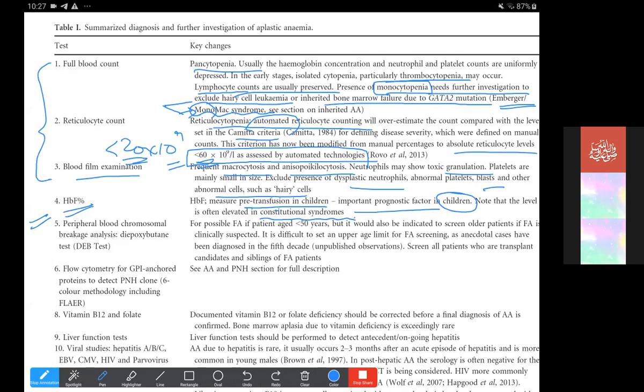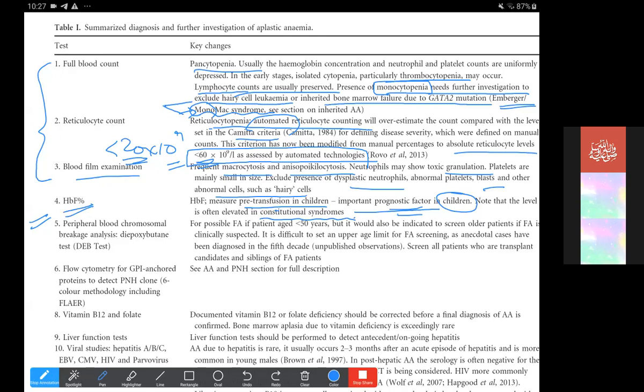So in constitutional syndromes, they are elevated. In cases with aplastic anemia, since there are decreased marrow precursors, the HbF levels would be decreased, and this is an important prognostic factor in these children.